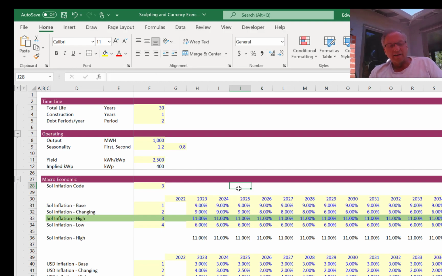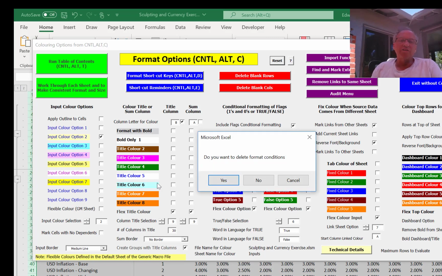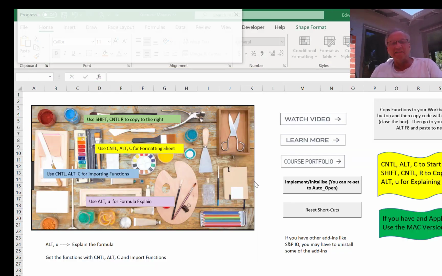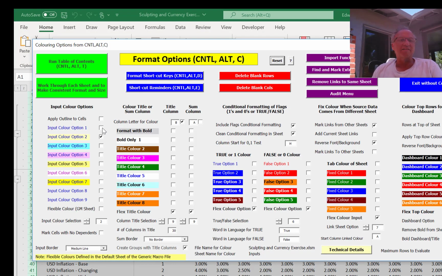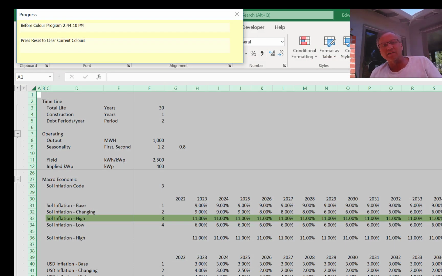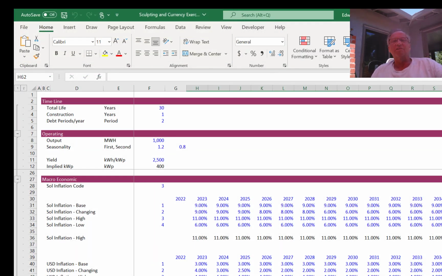Okay, and then when you do this Control-Alt-C, you can reset. And then when you reset, you don't want to delete the conditions. You want to leave those in. And then I'm good. How about I'll make it again, but this time maybe this regular old blue is better. Okay, and then the little thing at the top shows what's going on.